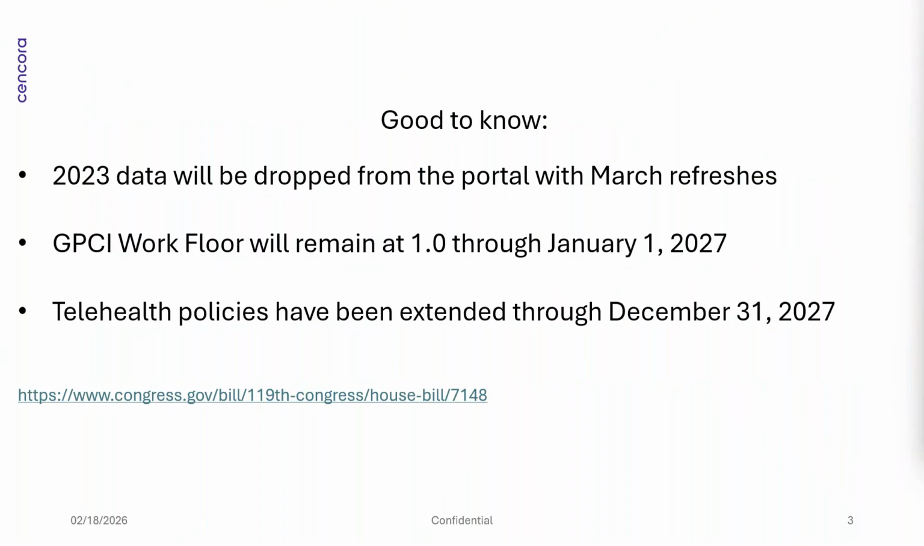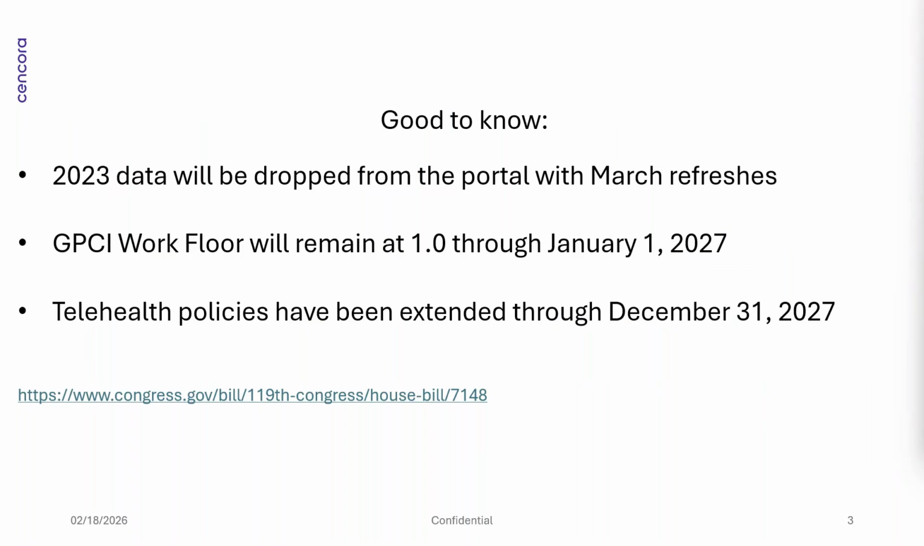A couple of just housekeeping notes before we get started. We report 2 plus the current year of data in the portal, but right now we have all of 2023, 2024, and 2025, and then January of 2026 if you've already had your refresh this month. And that's going to allow you to see 3 full years of data, which is great for trending.